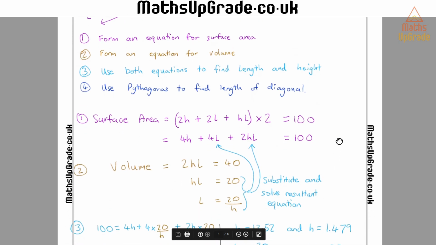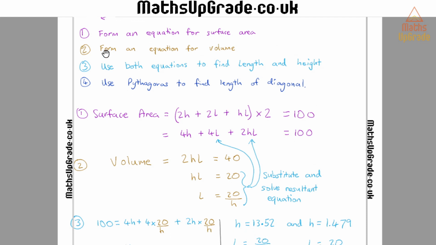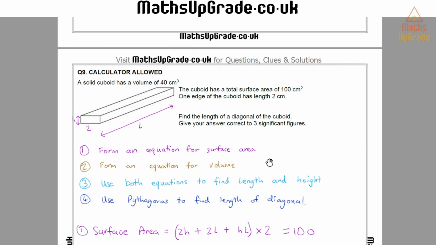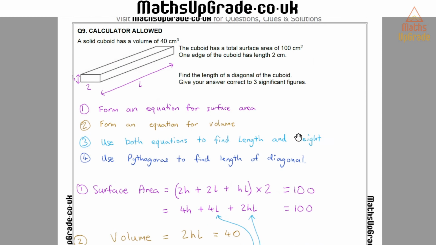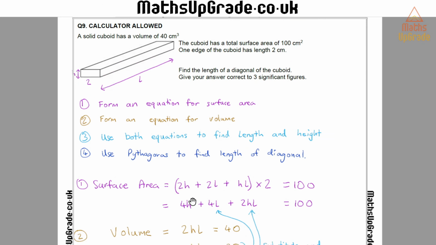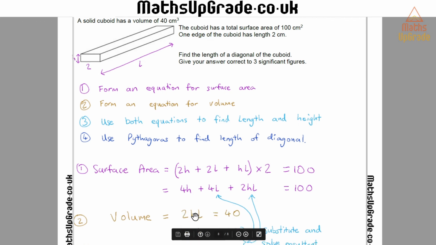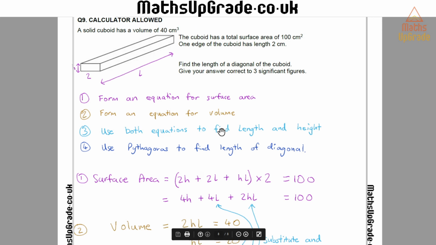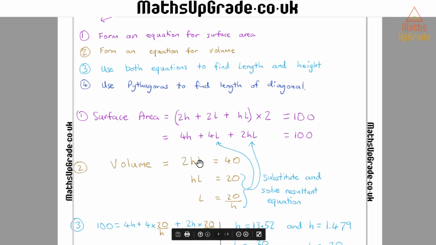Now, if I just leave that equation for now and form another equation for the volume, I'm told that the volume of this solid cuboid is 40 centimeters cubed. I also know the volume of a cuboid is given by the width times the height times the length. The width I know is 2, the height I've given the letter h, and the length is letter L. So width times height times length is equal to 40. If I then divide both sides of this equation by 2, I'm given hL equals 20. But then make L the subject of this equation by dividing by h on both sides. I've got L equals 20 over h.